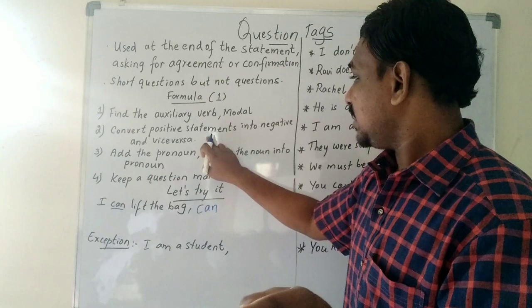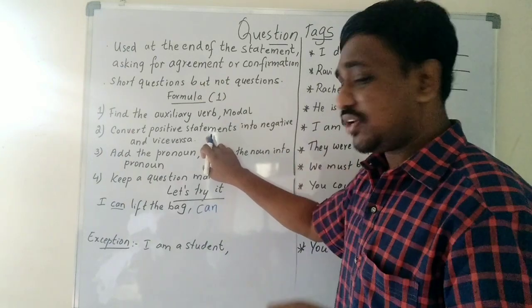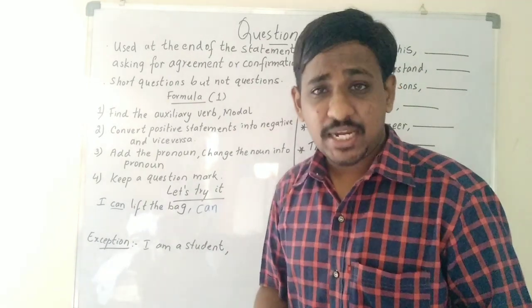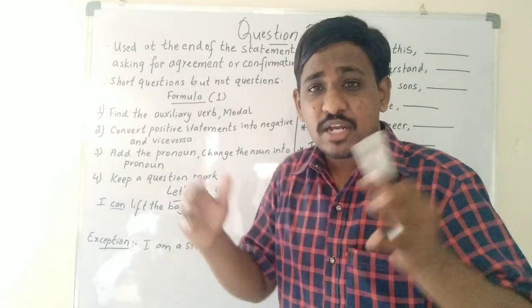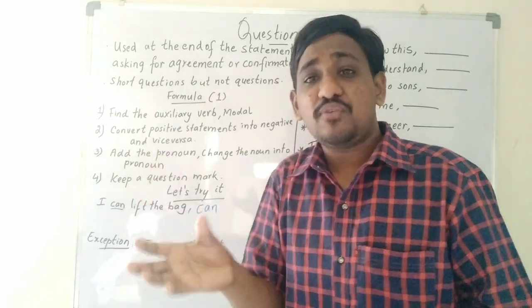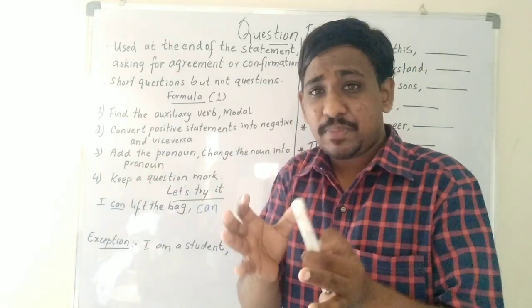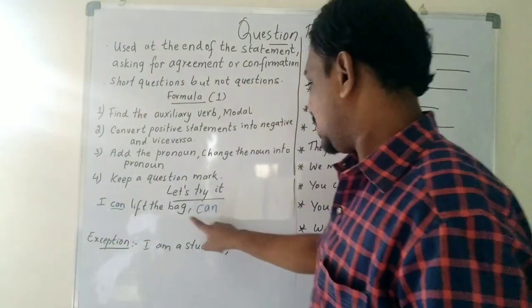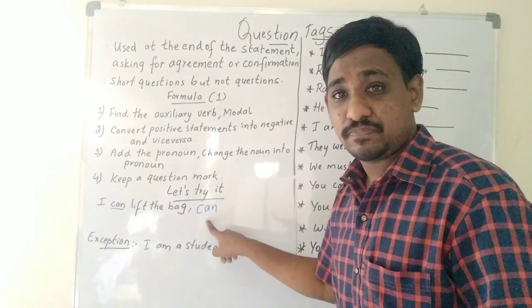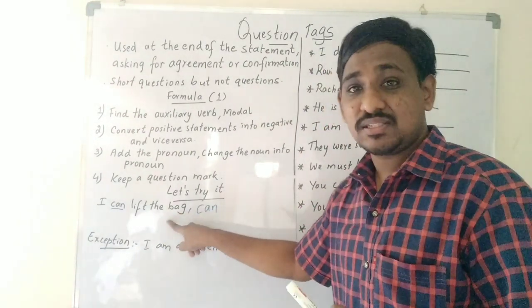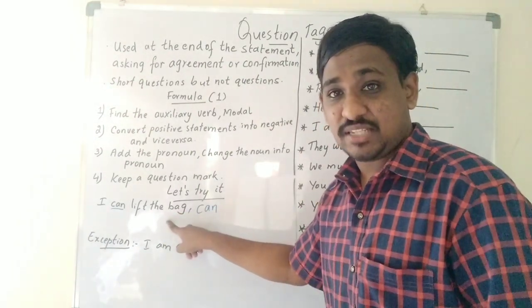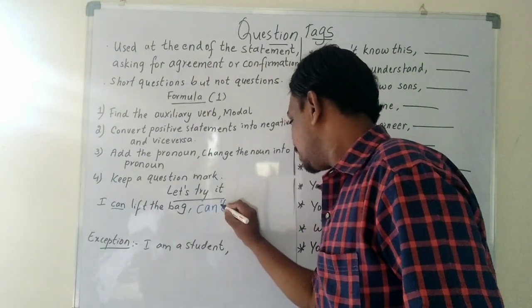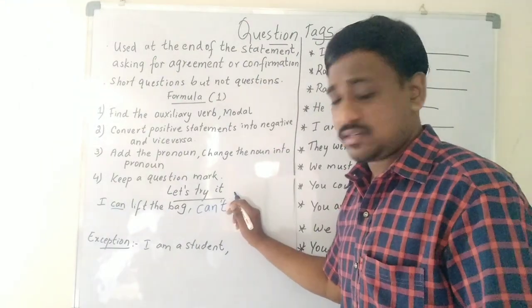After that, convert positive statements into negative and negative statements into positive. Very simple. If the statement is negative, I am not a teacher, convert it into positive. If the statement is positive, I am a teacher, convert into negative. So I can lift the bag. Can. This statement is positive in nature. So convert into negative. Just keep can't. Cannot, short form is can't.